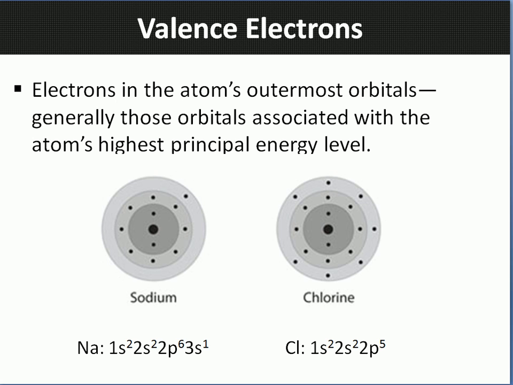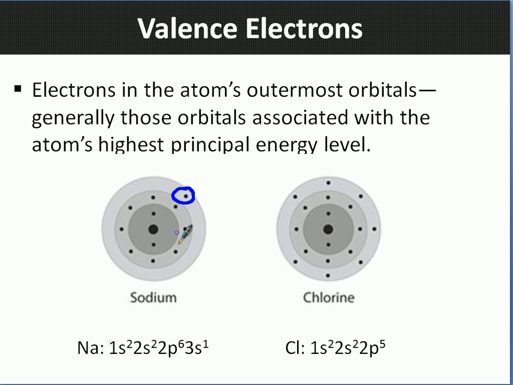Okay, so valence electrons are basically those electrons on the outermost layer of an atom. I guess the better definition is electrons in the atom's outermost orbitals, generally those orbitals associated with the atom's highest principal energy level. So if you take a look at sodium, and we're using Bohr diagrams, it's a better way to visualize it than the actual quantum models. With sodium, it's got that one electron in that third layer right there. And that one electron is going to be its valence electron. That is the electron that will really participate in bonding with other elements.